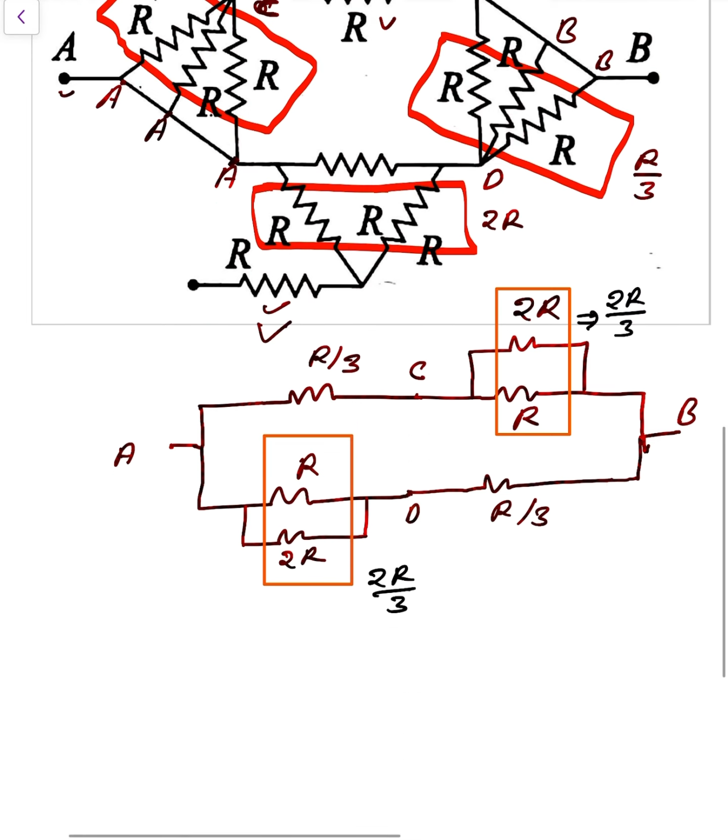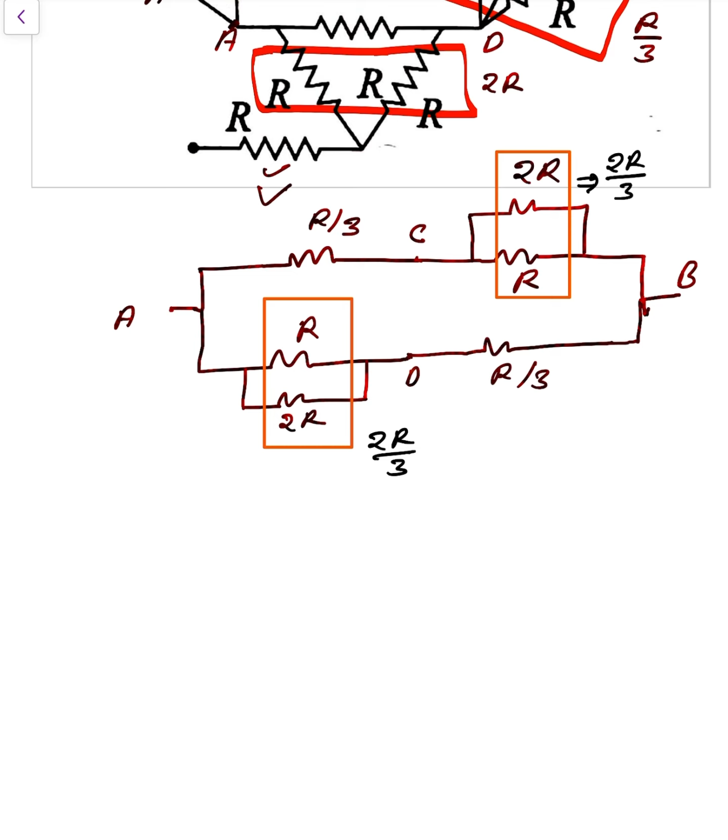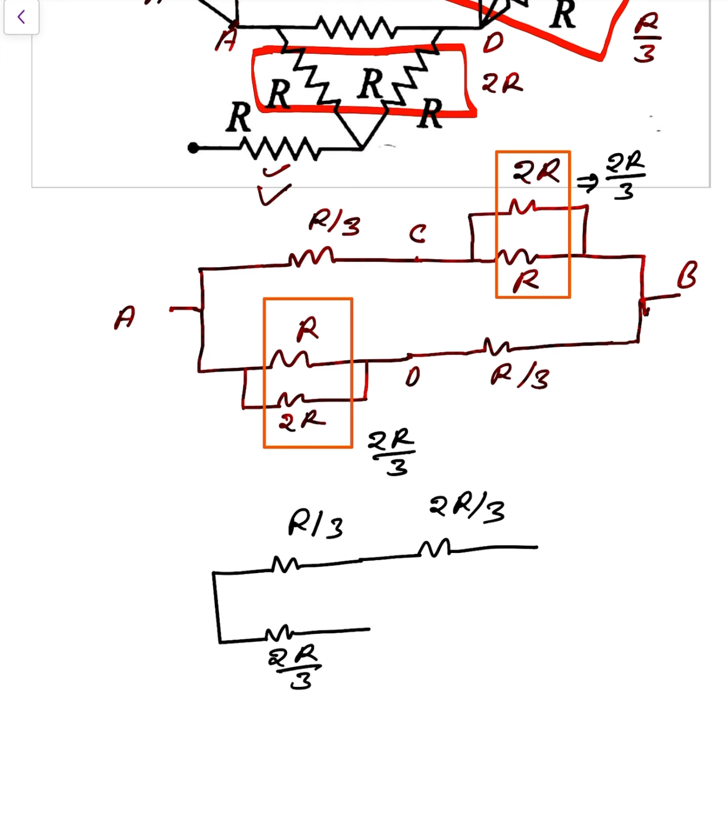Okay. Now after that, redraw again: that is R by 3 and this one is 2R by 3, that is 2R by 3, and that one is R by 3. That is A and that is B. Okay.